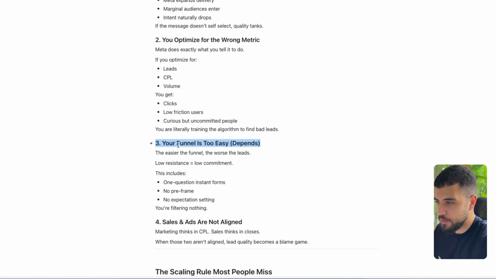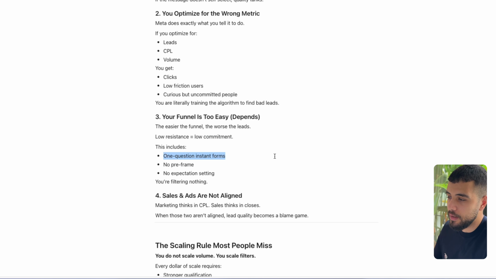Number 3, your funnel is too easy. This one depends on the awareness level, the market sophistication, and your niche and offer and how things work, and how aware, most importantly, your audience is. But generally speaking, the easier the funnel, the worse the leads are. Low resistance equals low commitment. Overall, this includes, again, one question instant forms, name, email, phone number. This doesn't mean a thing.